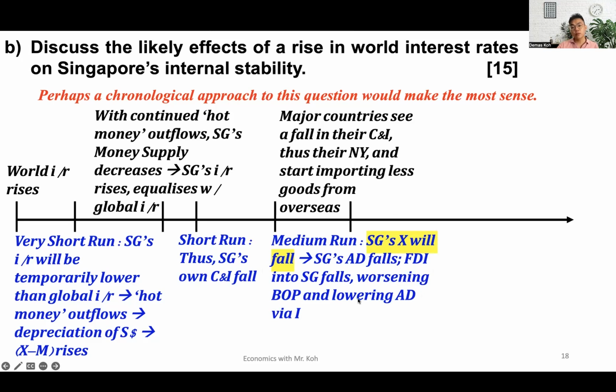Foreign direct investment into Singapore also falls, worsening the balance of payments, and thus also lowering AD, and that is because FDI is a component of I. Now, this actually is the most significant point given the nature of Singapore's economy, which is very small, open, trade dependent, and its economic growth is driven a lot by exports.